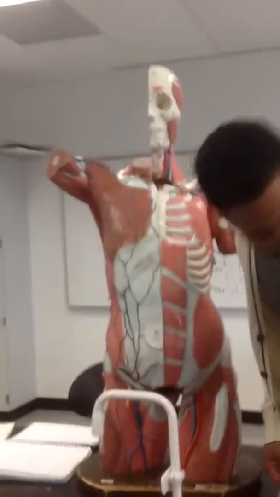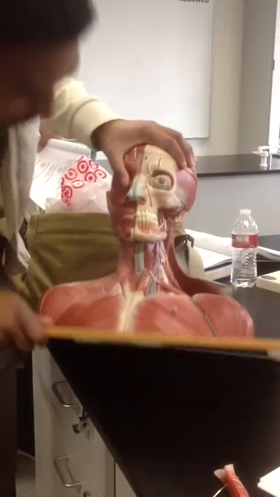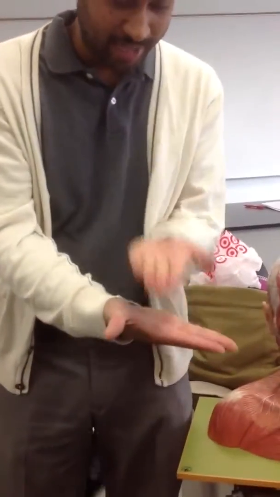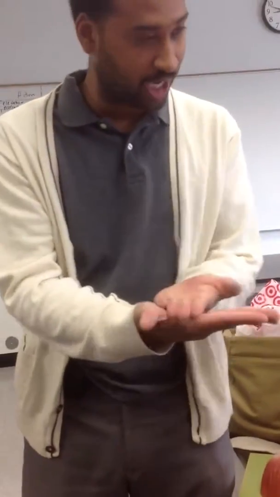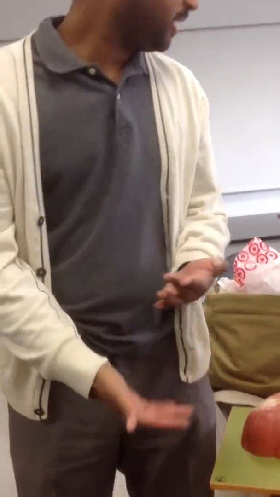Geniohyoid. Okay, the geniohyoid is actually deep to the mylohyoid. So if you were to remove the mylohyoid, so we have the digastric, we have the mylohyoid, and deep to that, right here, is the geniohyoid.